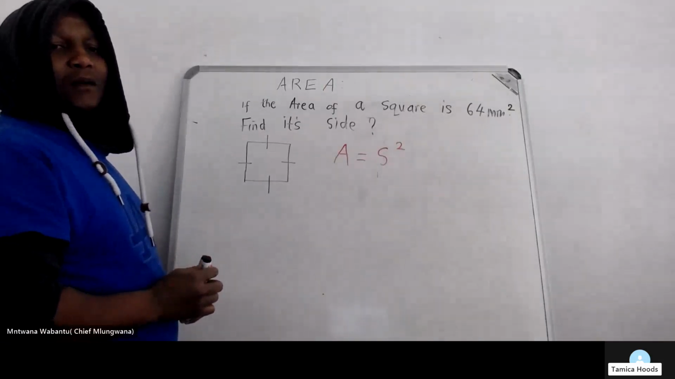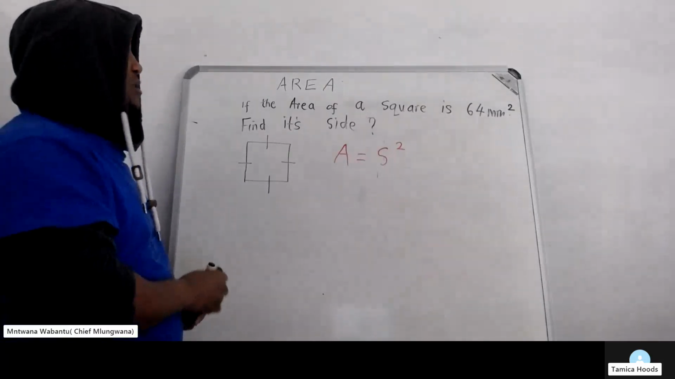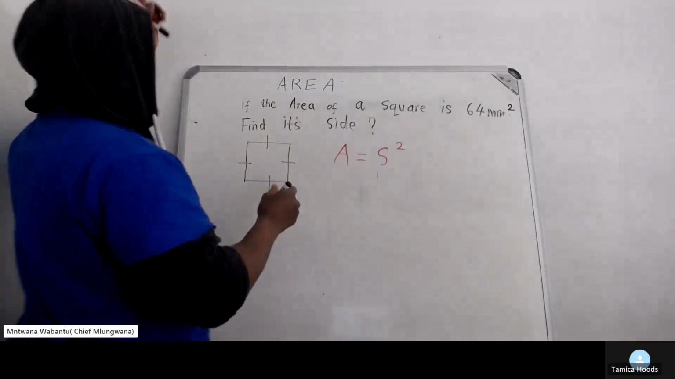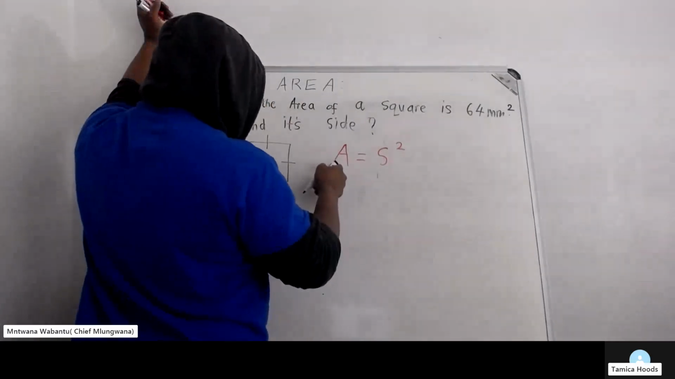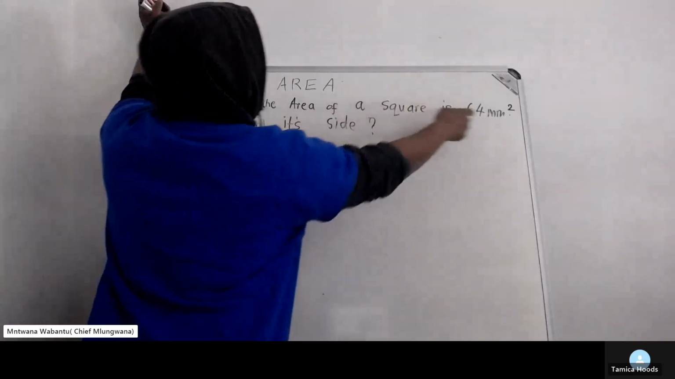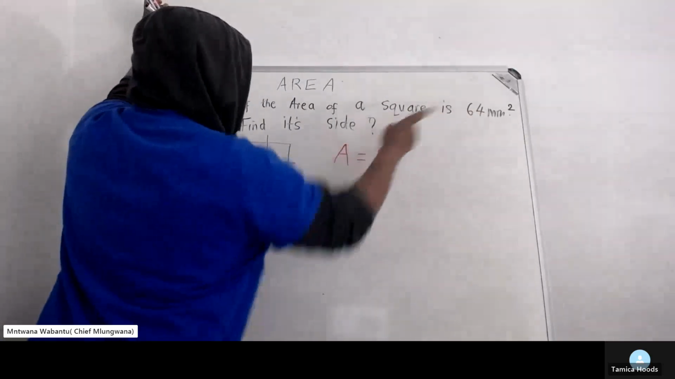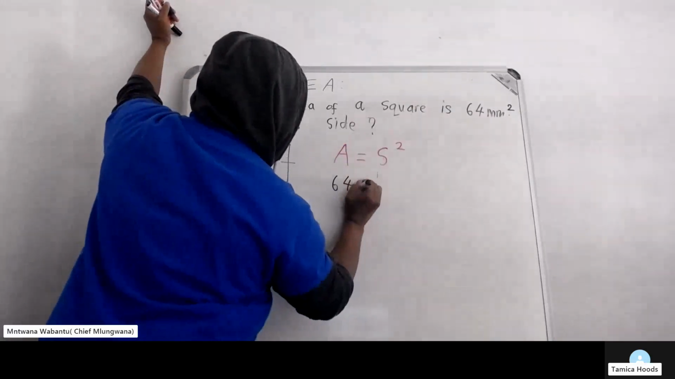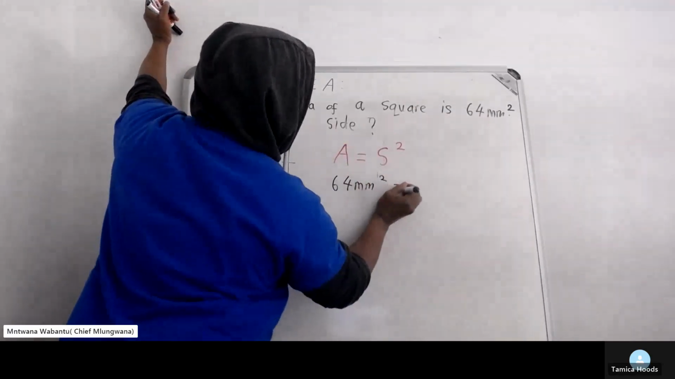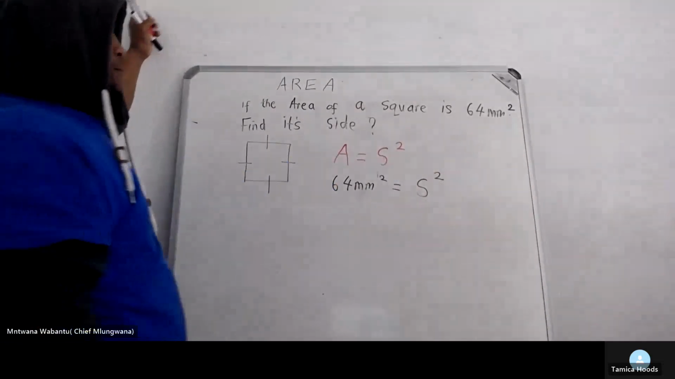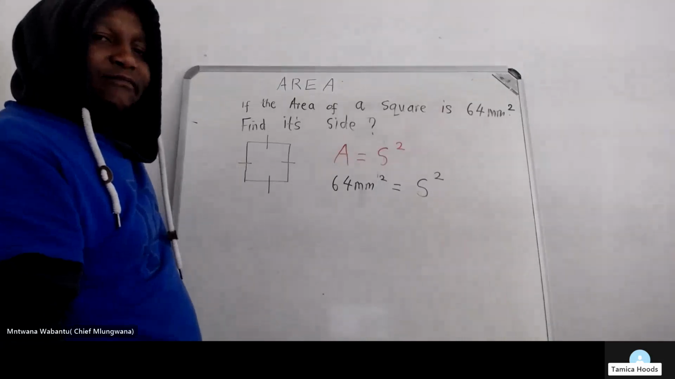We don't have the side. We are going to say 64. We have the area and not the side. So in the position of A, we have the area, which is equal to 64 millimeter square. You write it down: millimeter square equal to side square. Do we have a side? No. Next step.